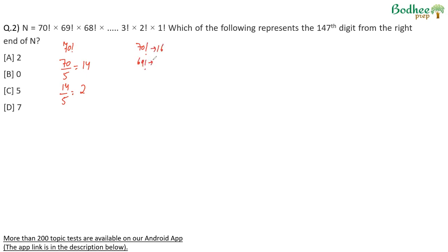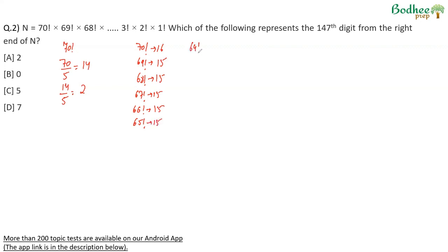69 factorial will have one less than that, because 69 and 70 differ in the sense that 70 has one extra multiple of 5. 68 factorial will have the same number as 69 factorial because there is no extra 5 here. 67 will have the same, 66 will have the same, and 65 factorial will have the same number of zeros.